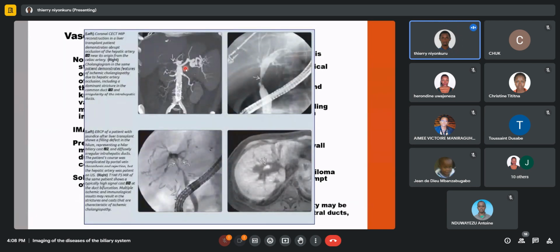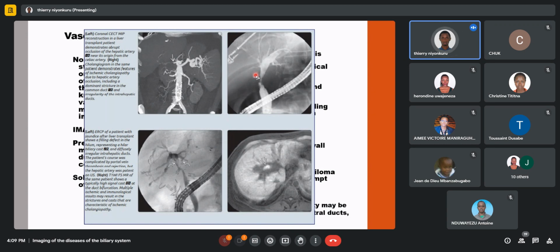So on this CT scan, we can visualize that this is the abdominal aorta. If you visualize the hepatic artery well, originating from the celiac trunk, you can see that it is severely stenosed. This was due to invasion of the hepatic artery, which led to ischemic cholangiopathy, and it has been occluded. There is a stricture resulting in the common bile duct.